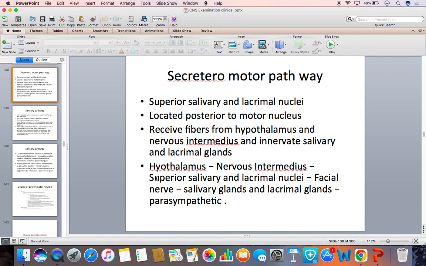So to put it in a simpler way, the secretory motor function of the facial nerve is carried out by its branches to the salivary glands and the lacrimal glands, which have their nuclei in the pons, as the salivary nucleus and the lacrimal nuclei, posterior to the motor nuclei. These nuclei receive the axons from the cell bodies of the geniculate ganglion. From there, they run in the nervus intermedius and ultimately reach the salivary and the lacrimal nuclei. The fibers cross to the opposite side and end up in the centers for the secretory motor function in the hypothalamus through the nervus intermedius. This is briefly the secretory motor pathway for the facial nerve.